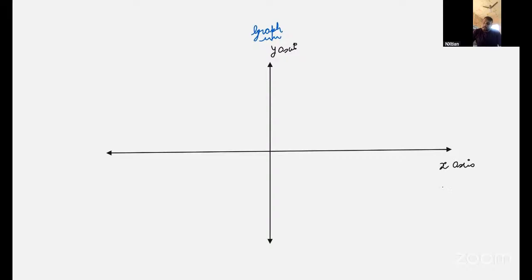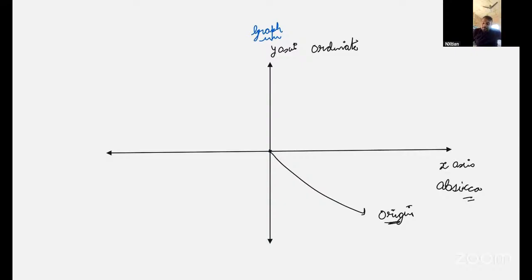The x-axis is also called abscissa. And the y-axis is called ordinate. Where the x-axis and y-axis meet, the point where they meet is called the origin. Are you getting this? Say yes or no. The meeting point of x and y is called the origin.